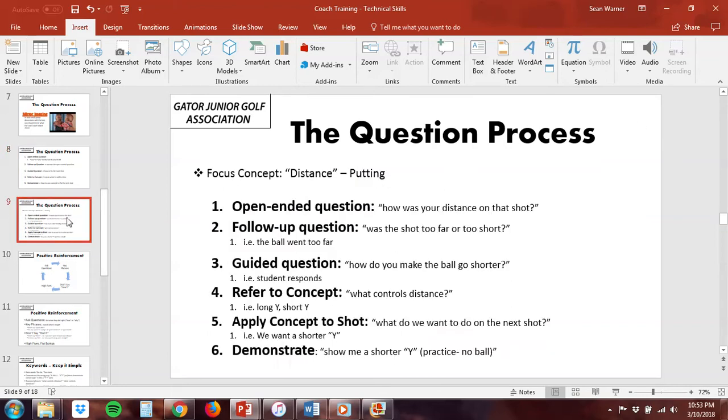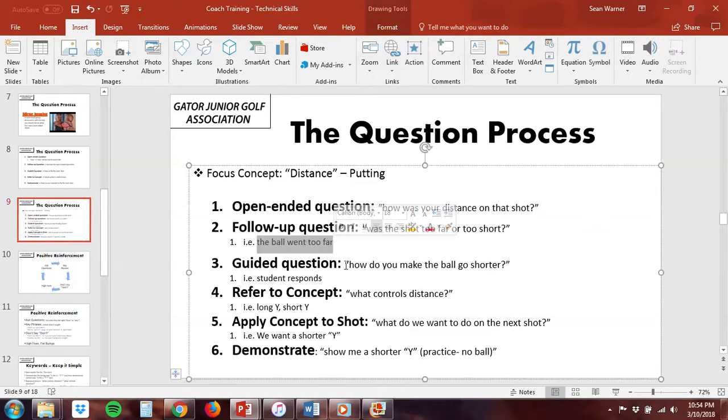Very important to learning. Here are some examples. How was your distance on that shot? They may or may not be able to answer that, so then you guide them. Did it go too far or too short? They can usually figure that one out. All right, it went too far. If they can't figure it out, say, my target was here, and the ball went here. Is that too far or too short? Then they should be able to figure that out. The ball went too far.